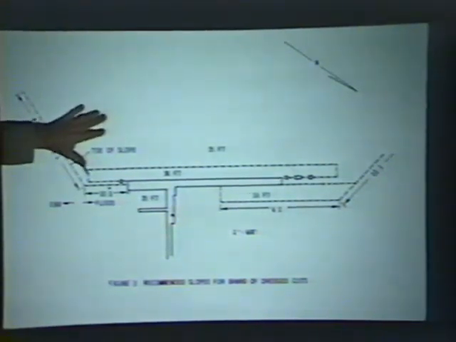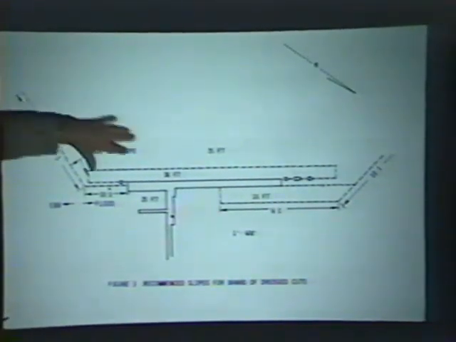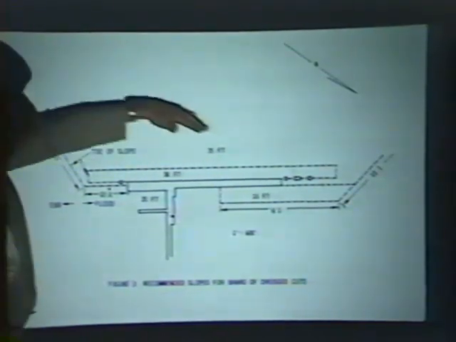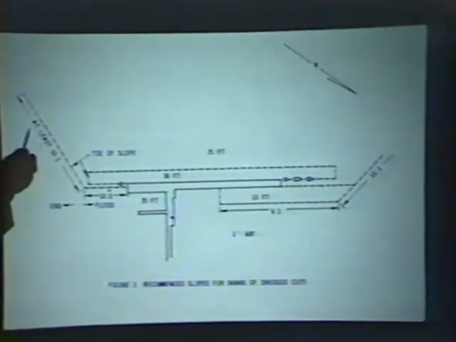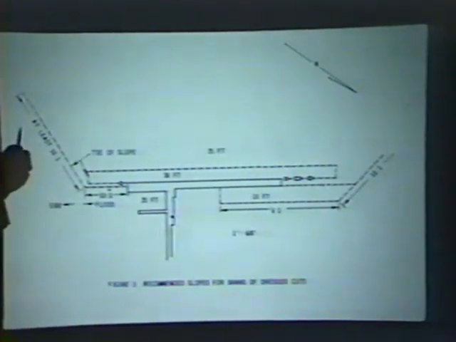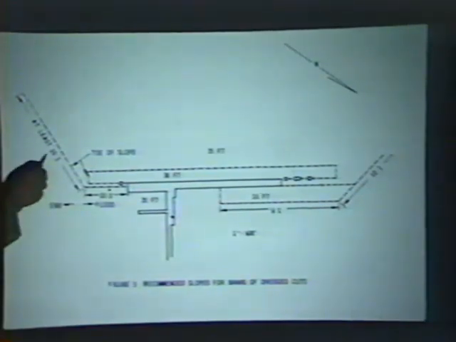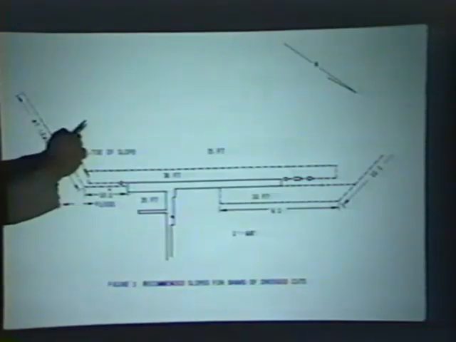Model studies show that reducing the slope of this to a slope of 1 on 10, 1 foot rise to 10 foot horizontally, would eliminate that and allow the currents to flow across without eddies, which increased the bed shear stress in this region and reduced the rate of sedimentation. So one thing changed the sedimentation rate and the provided erosion.